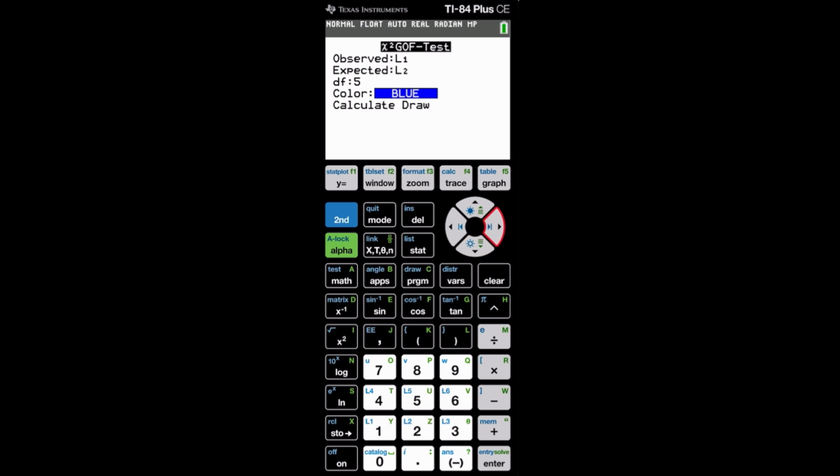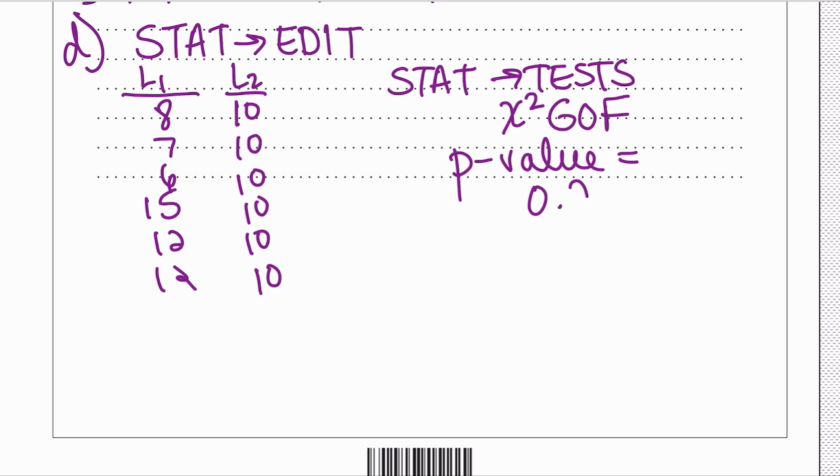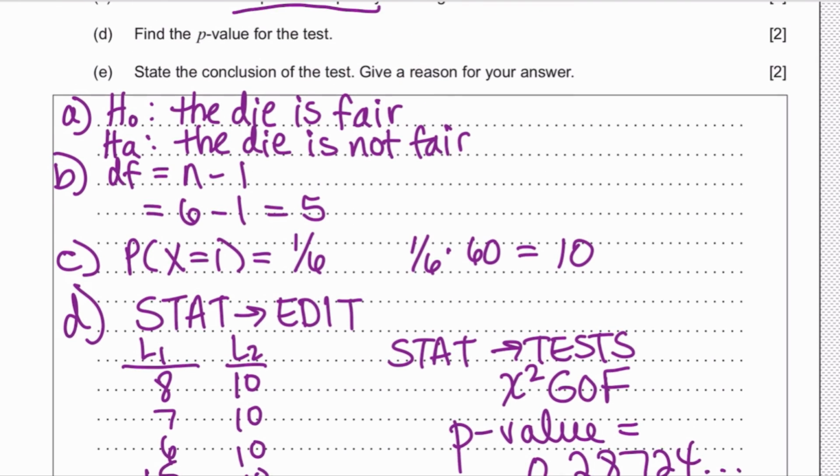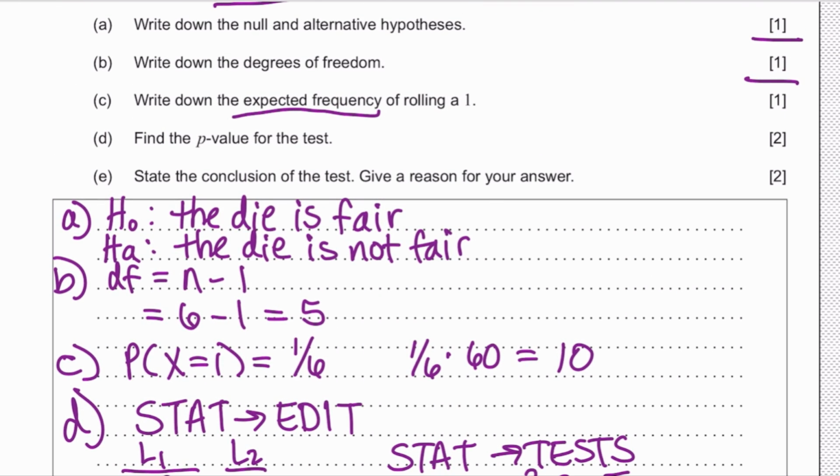And then the choice of blue, that's just your personal choice. Press calculate. And so the p-value is 0.28724. So I'm going to write 0.28724, which I'm then going to round to 0.287. So that right there is going to be worth 2 marks.